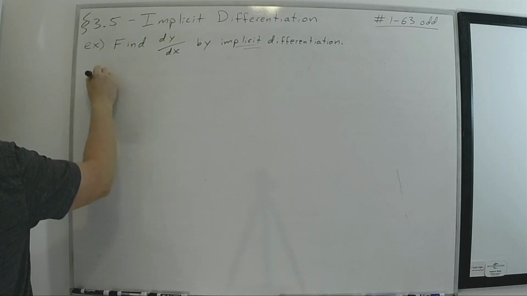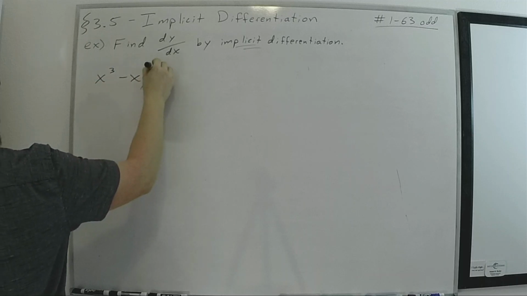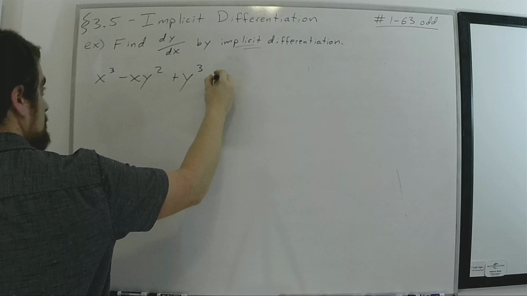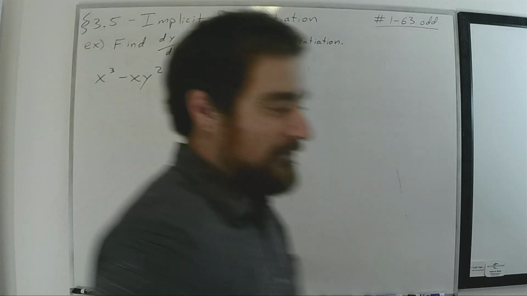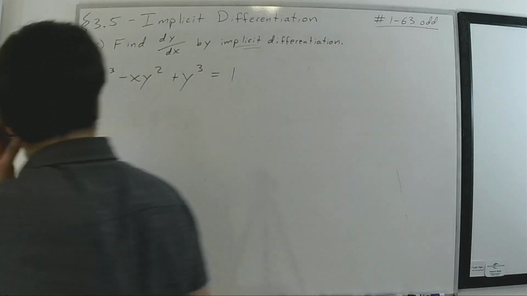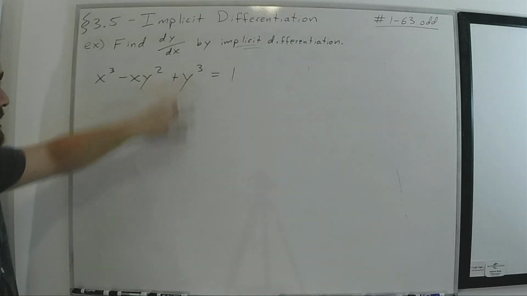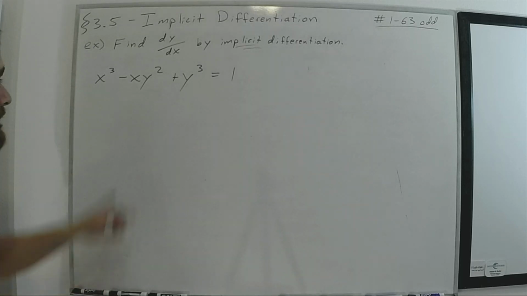So let's take x cubed minus x y squared plus y cubed is equal to 1. All right, so this will be the relation that they give you. And again, we don't want to call it a function. We can't solve for y, so y isn't a function of x, especially with the mixture of cubes and square powers in there. But that doesn't stop us from finding a derivative for y implicitly.